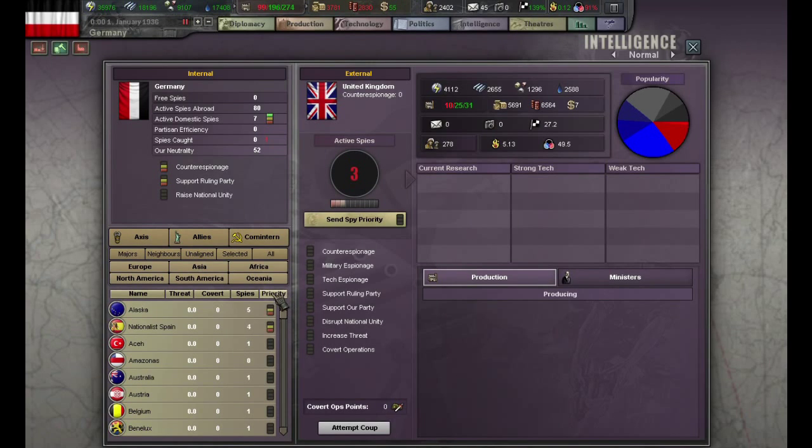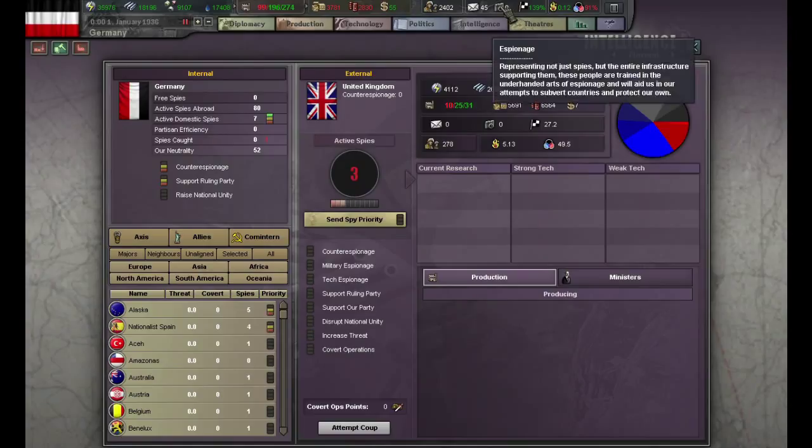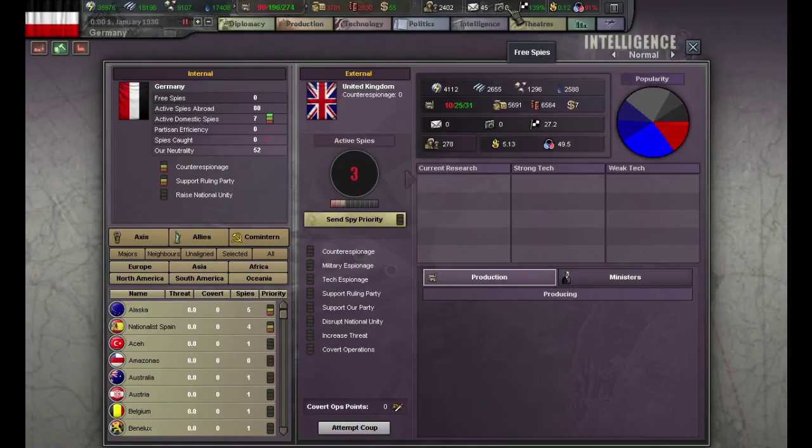Earlier, we set the priorities of our spies on our likely rivals being Alaska and nationalist Spain, but we do have very good spy generation. If I remember correctly, we're making one spy every 2 days. So we're going to prioritize the United Kingdom just as much as we are Alaska and nationalist Spain. And we're not going to have them do anything just yet. We'll get to that later.